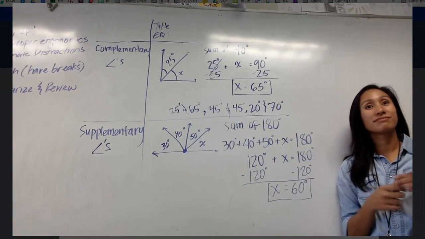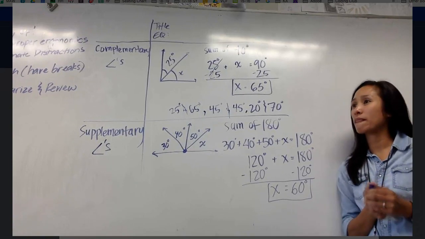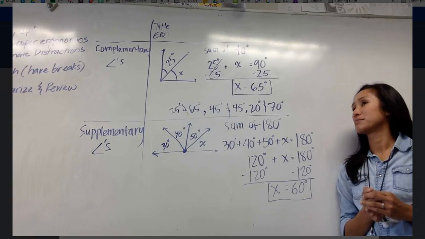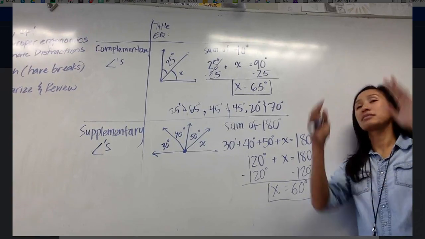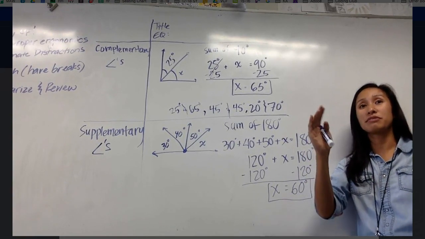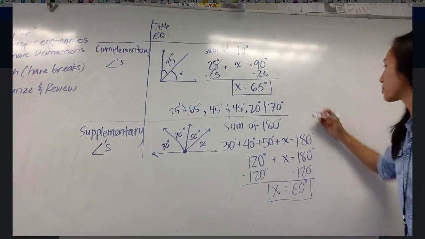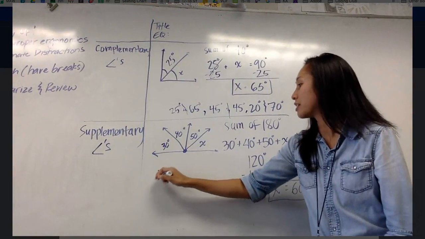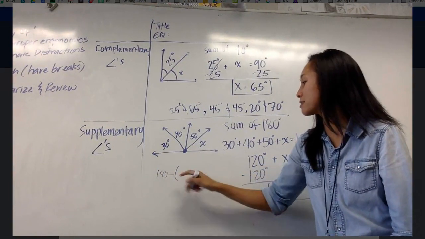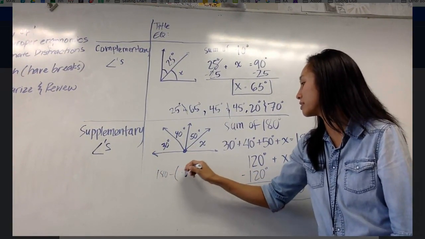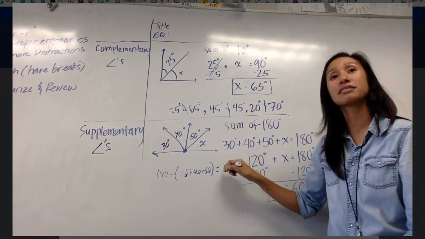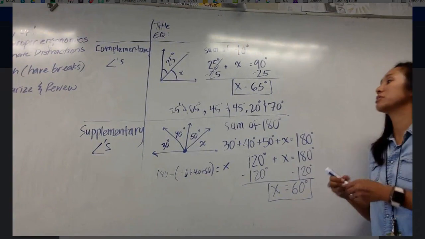I made a different equation. What's your equation? It was 180 minus 30, minus parentheses 30, 40, 50. Yeah. That's another variation. This is what she said. She said 180 minus the sum of 30, 40, 50 equals x. Yeah, that's another way too.